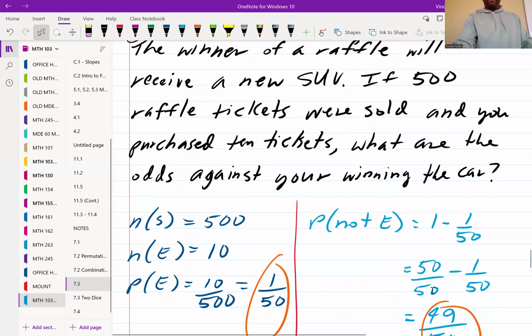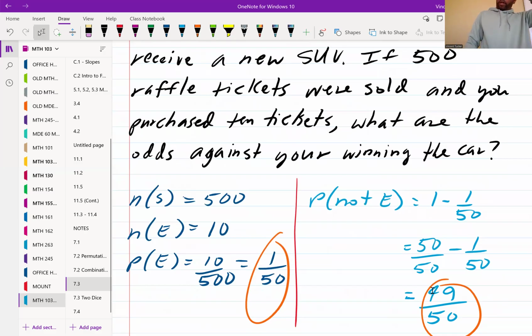All right. So first of all, we look at the probability of my event occurring. We have 500 tickets altogether, so that's my sample space. And you purchased 10 tickets, so that's my event. Me winning will be based on one of those 10 tickets being picked. So the probability of me winning, or my event occurring, in this case is 10/500, and that reduces down to 1/50.